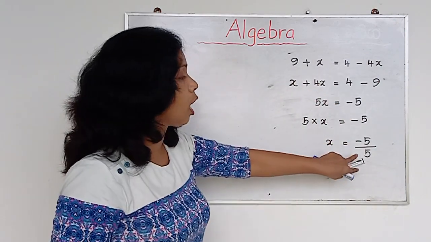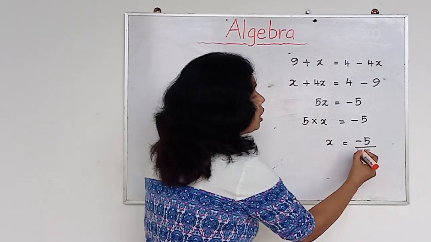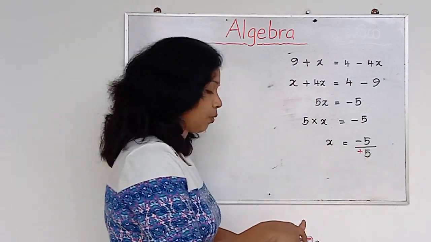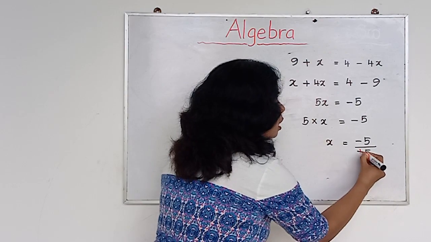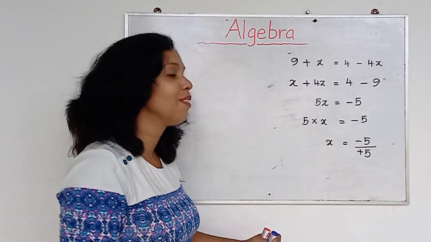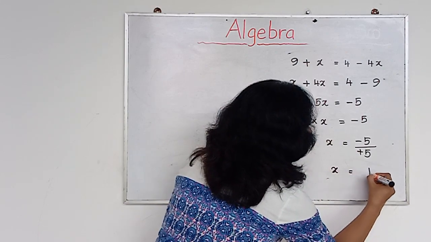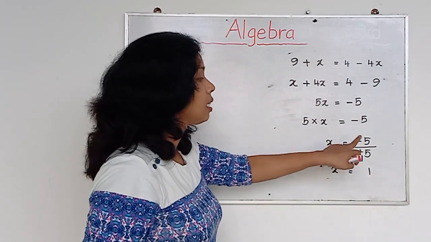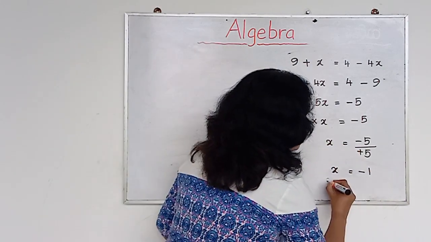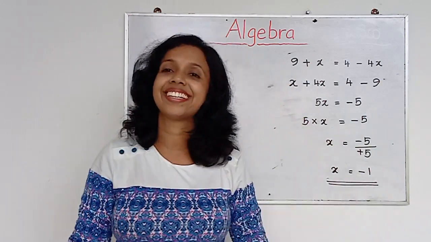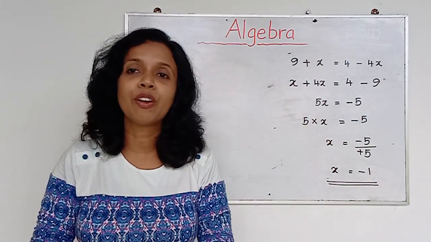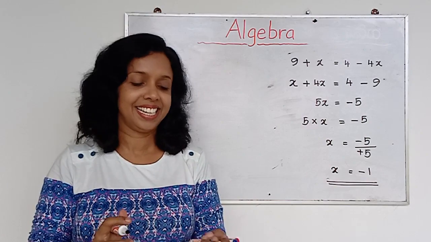So till then, now tell me, minus 5 divided by plus 5, what is the answer? Minus 5 divided by plus 5, anyway 5 divided by 5 is 1, and minus divided by plus is minus. So this is the answer, right? Hope everybody understood this, right?